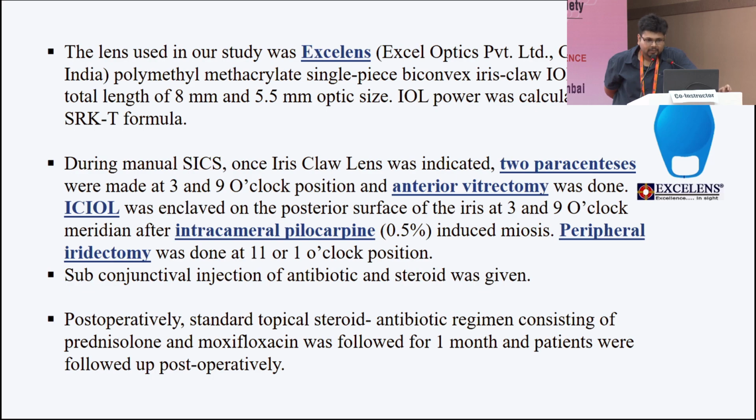Once the iris claw was indicated in the patient, 2 paracenteses were made at 3 o'clock and 9 o'clock. Anterior vitrectomy was done, and then a little bit of pilocarpine was introduced. After that, the iris claw is enclavated at 3 o'clock and 9 o'clock, and at the end of the surgery, a peripheral iridotomy was done.